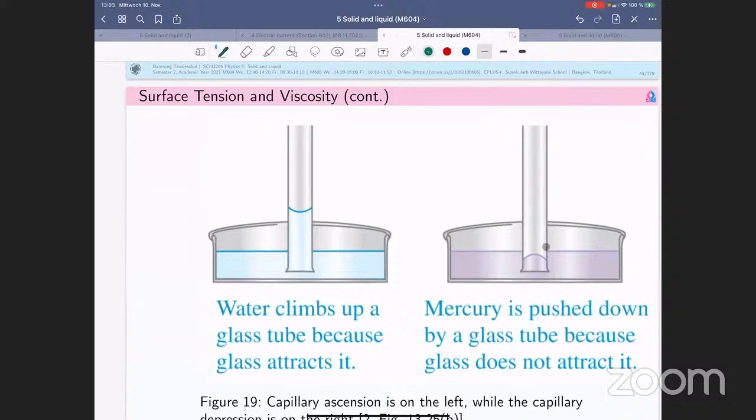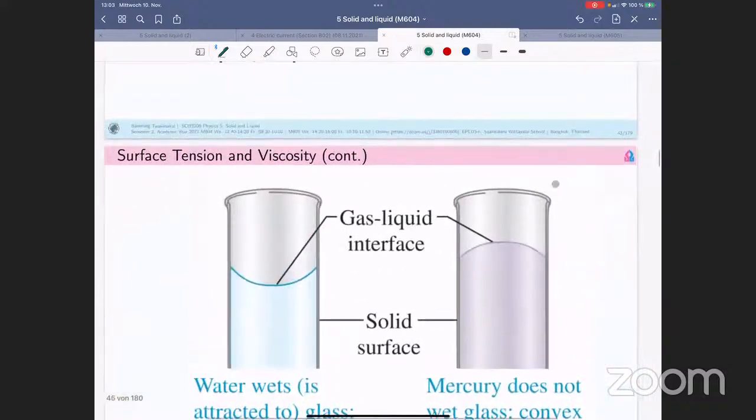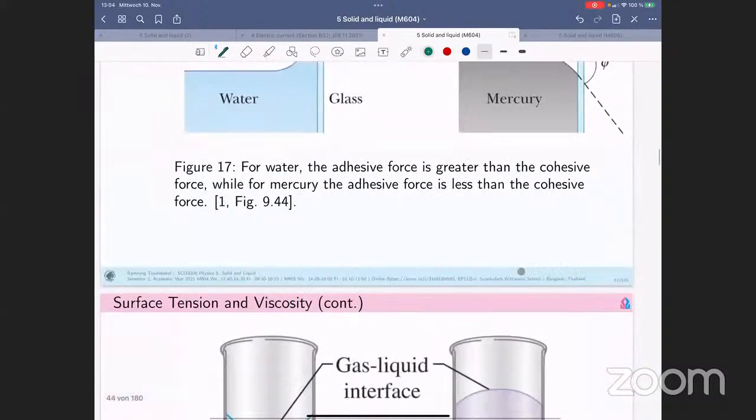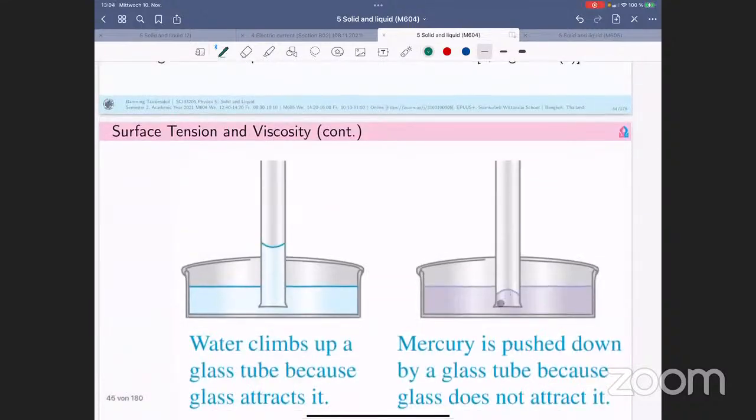Because, as we have seen before, the cohesive force among several molecules of mercury is stronger than the adhesive force, the attractive force between mercury and the glass. So because the force inside this liquid is very strong, they try to attract each other together, so they don't care about the attractive force to other material, to the glass in this case. So that's why they have a lower level.